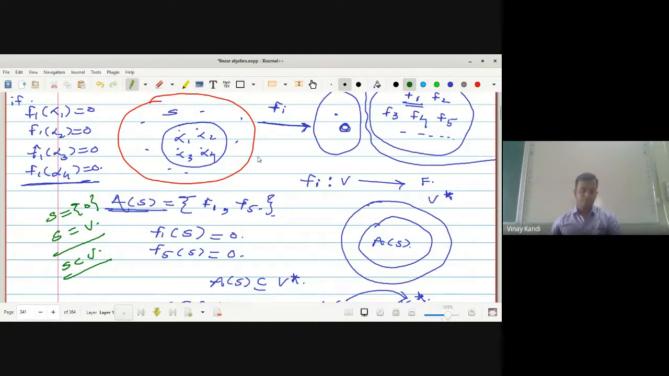Okay, so this is the definition of annihilator of S, the collection of those linear functionals on V, that is F belongs to V star such that F of alpha is equal to 0 for all alpha belongs to S. Okay, any doubt up to here? Okay, so we will stop here.